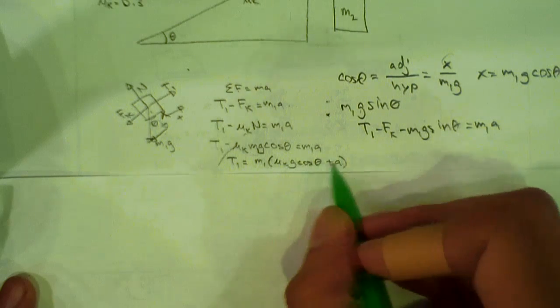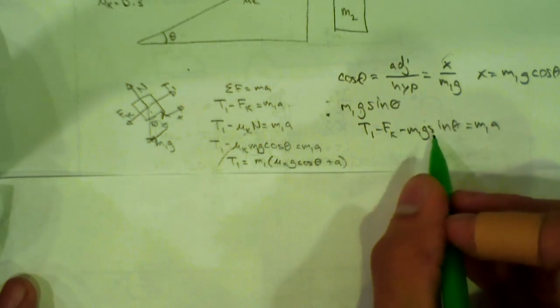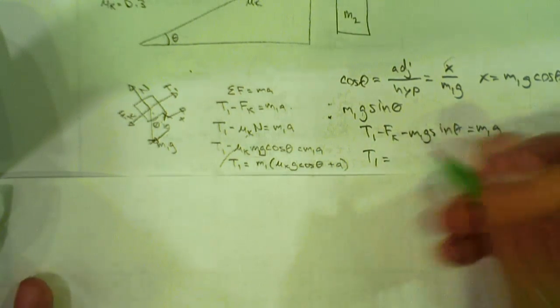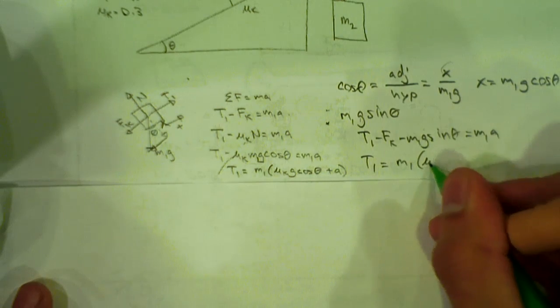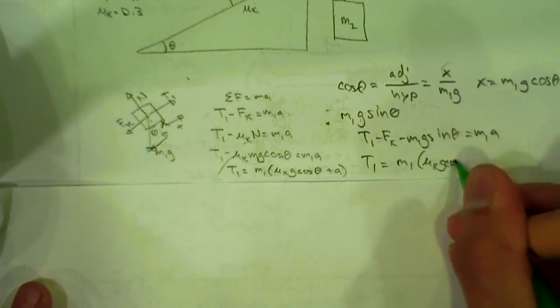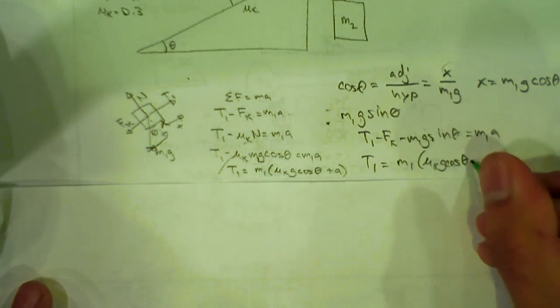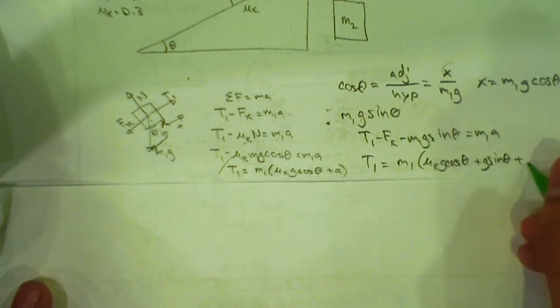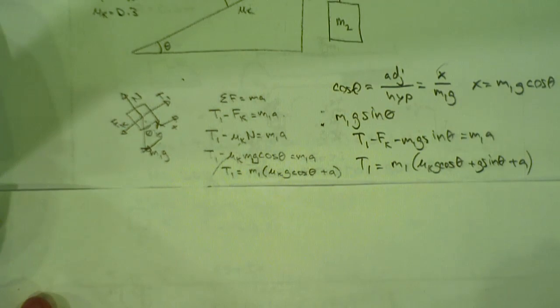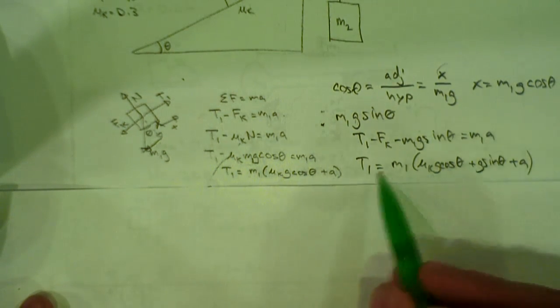Let me just put the final equation, adding the m1g sine theta. So we'll have tension is equal to m1 mu k g cosine theta plus g sine theta plus linear acceleration. All right, so this is the correct equation.